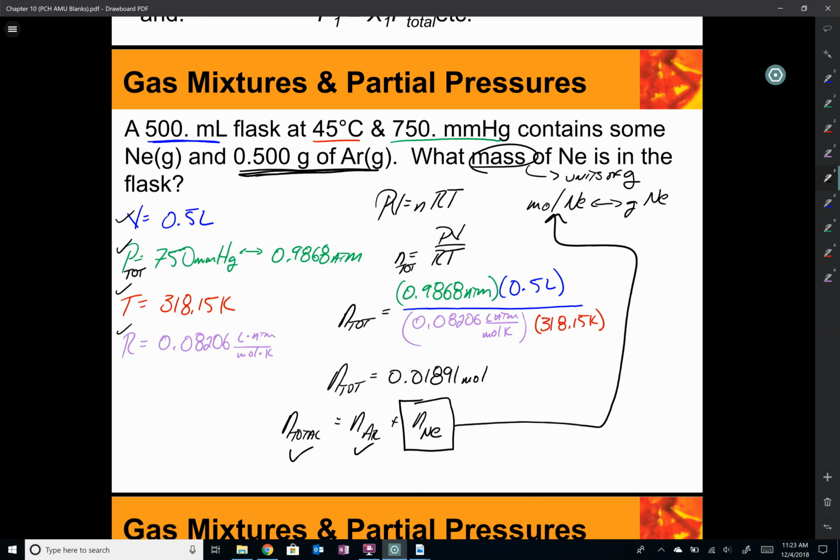Got it? So let me run through that one more time. We just figured out the total number of moles. The total number of moles is equal to the moles of argon plus the moles of neon. We're given information about how much argon we have, so we can figure out moles of argon. And we just calculated the total number of moles. So we can figure out moles of neon. So that's what we're going to do next.